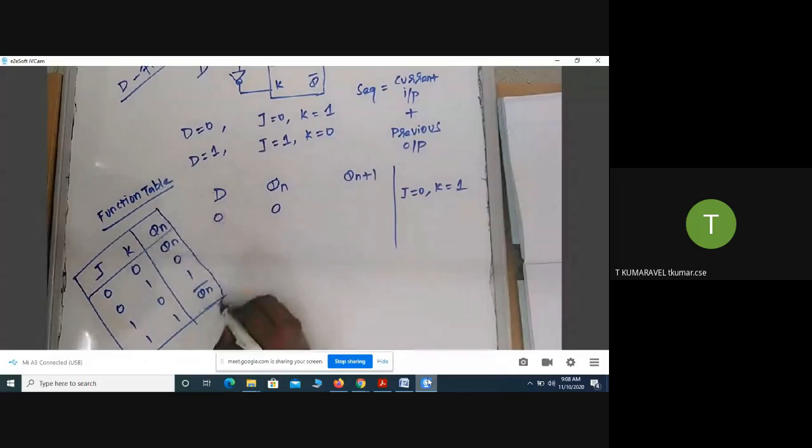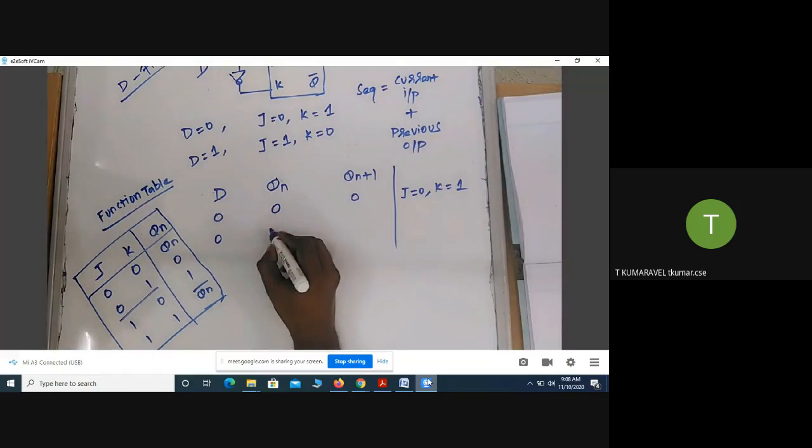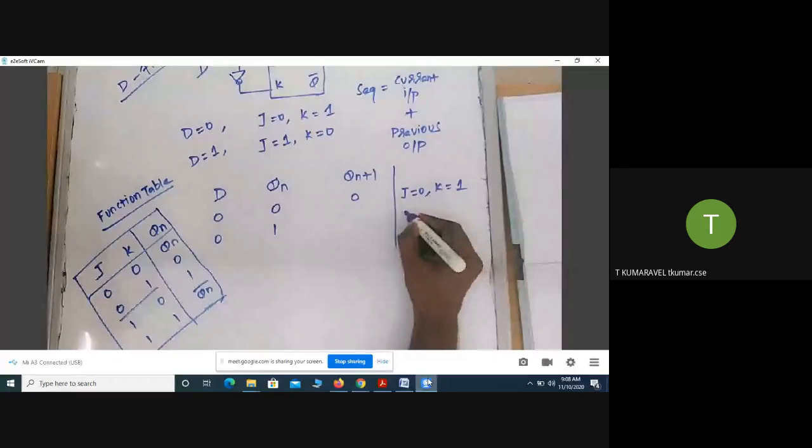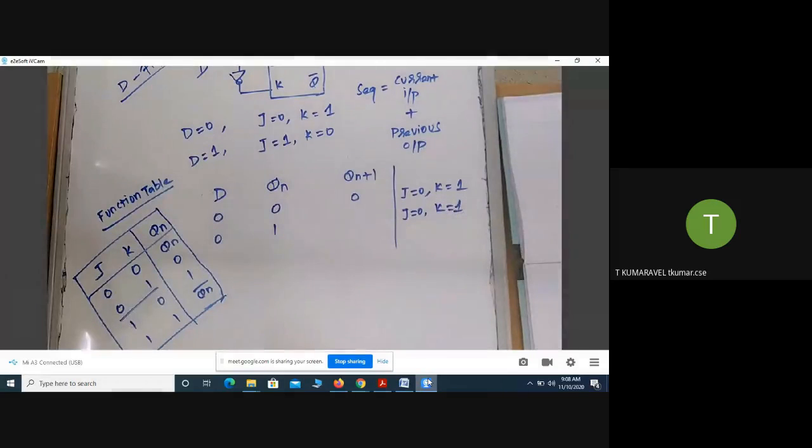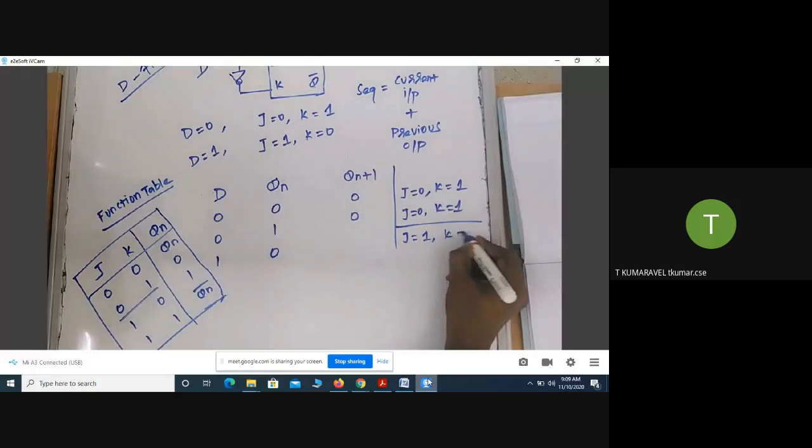What is the combination here? J equals 0 and K equals 1. The output equals 0. I am taking input 0, but the previous state output is 1. So D equals 0, J equals 0, and K equals 1, and the output is 0. What is the next step? The user takes input 1, but the previous state output is 0. So J equals 1, K equals 0.